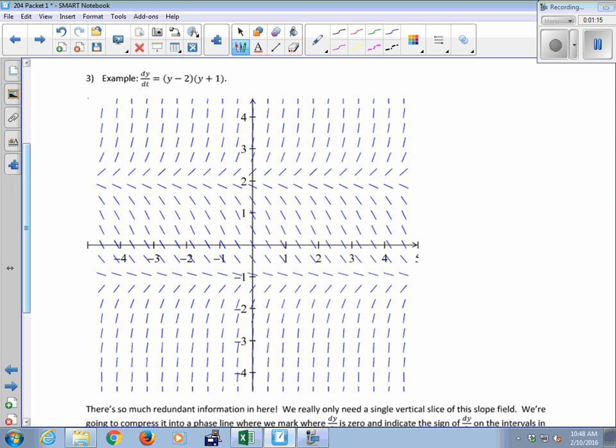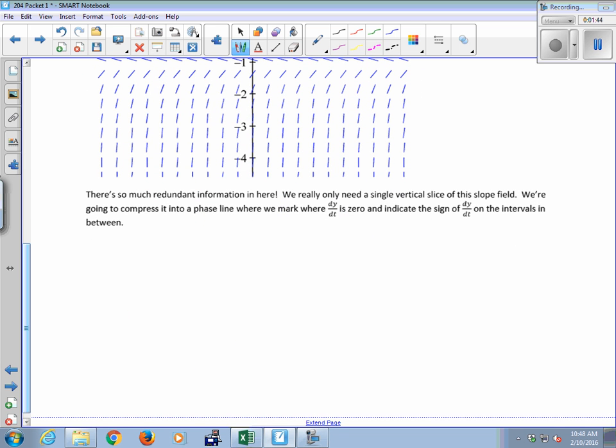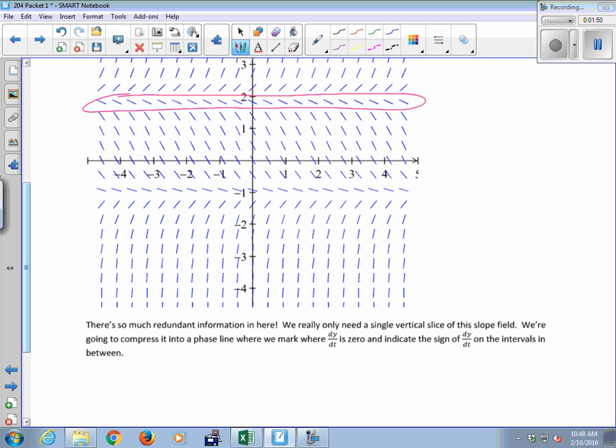Because the slopes of the tangent lines don't depend at all on t, horizontal lines all have the exact same slope, right? So there's a lot of redundant information in this picture because for all t's you have the same slope, right? Only y changes the slopes. Okay, so there's so much redundant information here. We're going to try to compress it into a single vertical slice of the slope field. I don't need to look at that whole line. I just need to know what it does at one t value.